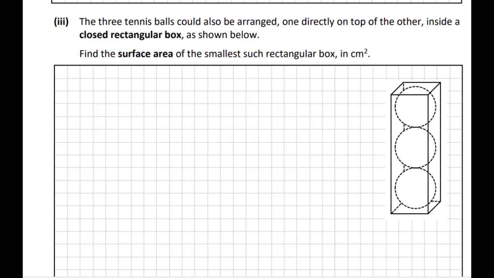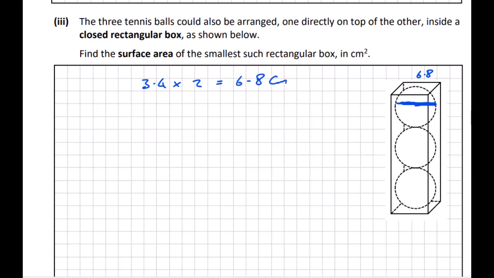The 3 tennis balls could also be arranged one directly on top of the other inside a closed rectangular box as shown. Find the surface area of the smallest such rectangular box in centimeters. So the surface area of a cuboid is really what we want. Well, we know that the distance from here to here is 3.4 centimeters. So the distance all the way across here then is going to be double that. So that's going to be 6.8. So the length here is 6.8. So it's just 3.4 times 2, which is 6.8 centimeters.